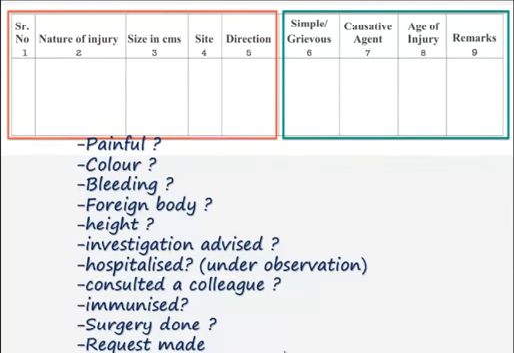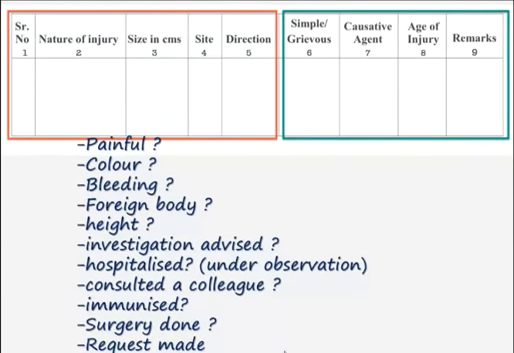Investigation advice: whether a CT scan has been advised. For head injuries, ophthalmoscopy, ENT surgeon, X-ray, CT scan, MRI, sonography, blood investigation, whatever investigation. In telegraphic form you write here, and the detail will be in the accident register or indoor paper. Whether the patient is hospitalized or not: it may be just a minor, superficial, not life-threatening injury, and you have discharged.